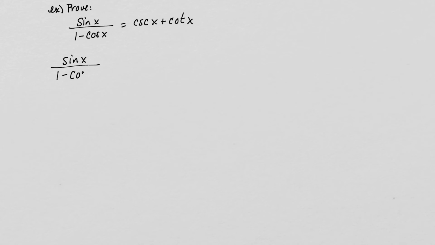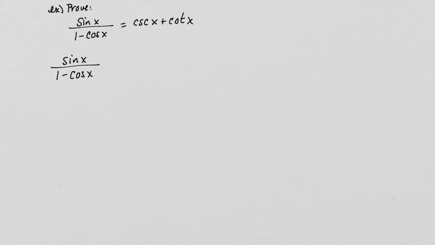So let's look at another one. So again, prove sine x over 1 minus cosine x equals cosecant x plus cotangent x. So again, I usually start with the left-hand side. The left-hand side is slightly more messy, I guess. So I've got sine x over 1 minus cosine x.